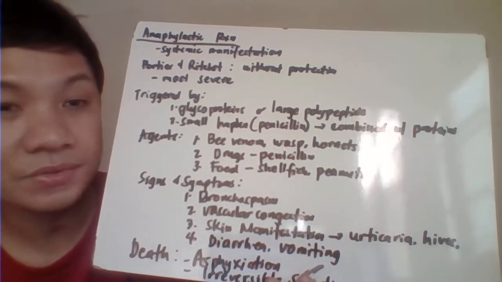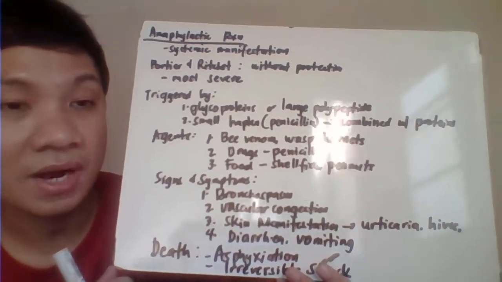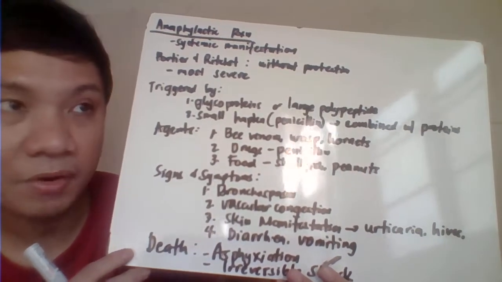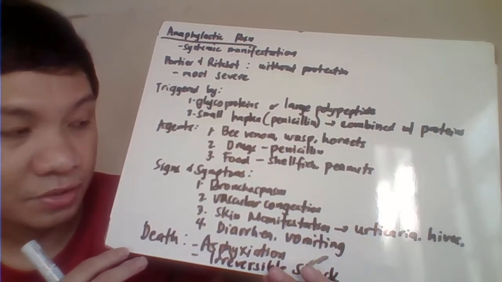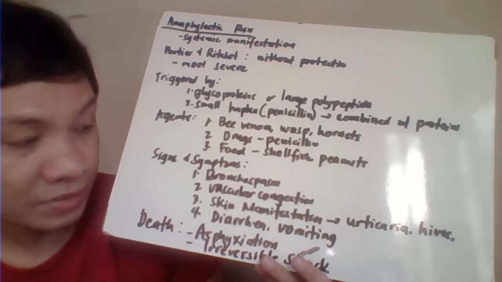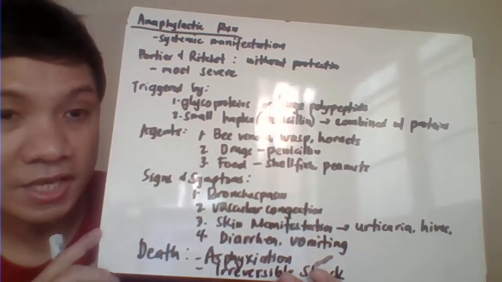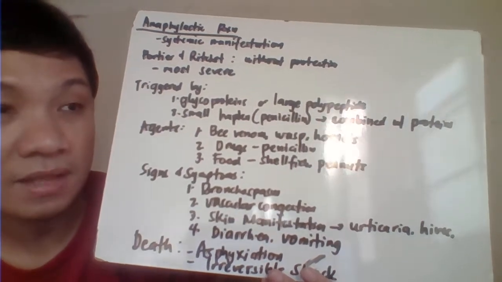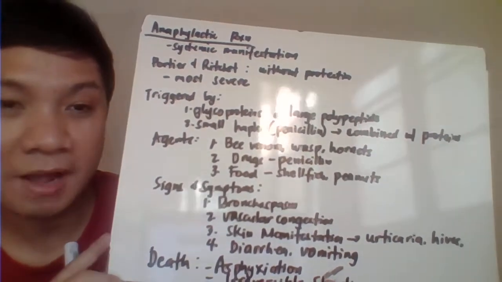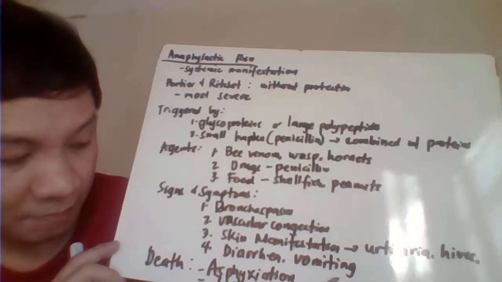Poultry products, or peanuts, could also trigger anaphylactic reactions. For the signs and symptoms, we have bronchospasm, contraction of smooth muscle, vascular congestion, with skin manifestations like erythema, redness, flare, wheals, and we also have gastrointestinal tract manifestations like diarrhea and vomiting.